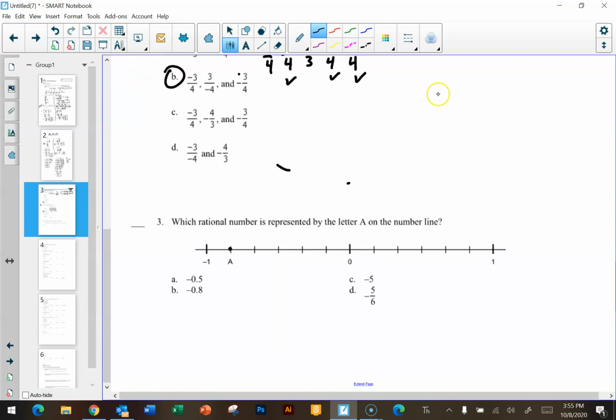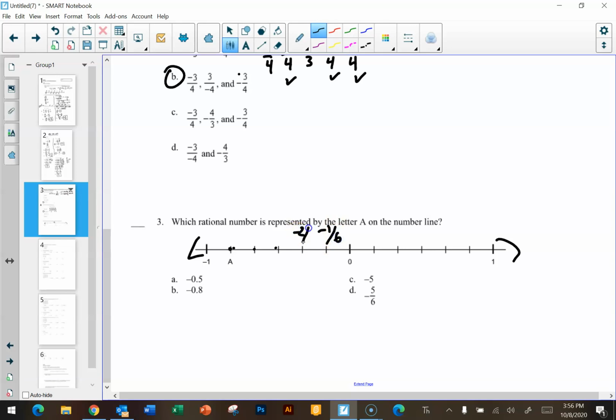All right, let's move on to the next one. On a number line, which rational number is represented by A? A is on the negative side, and all these numbers are negative, so that's good. How many of these steps are there? There's 1, 2, 3, 4, 5, 6. So each one of these is a sixth, right? So this would be negative 1 over 6.